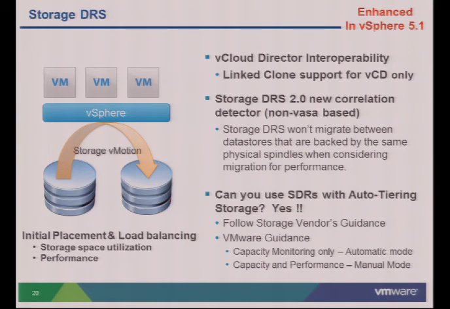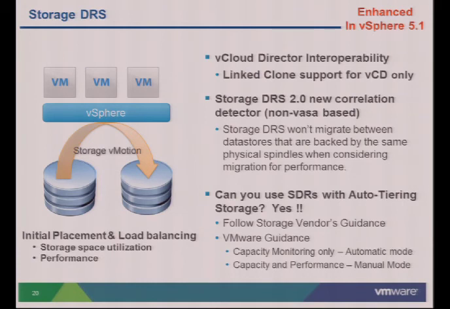Today, in 5.1, we now use our I/O injector to detect correlation. So what we'll do is we'll spit I/O at the datastore when the datastore really isn't doing anything, so we're not going to impact performance when we do this. But we spit I/O at it, and we detect whether or not the latencies increase on any of the other datastores.